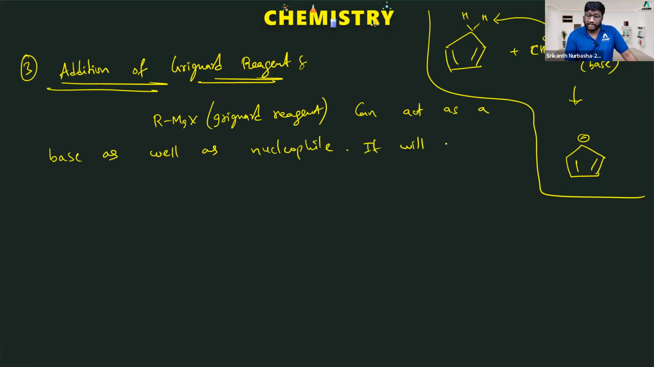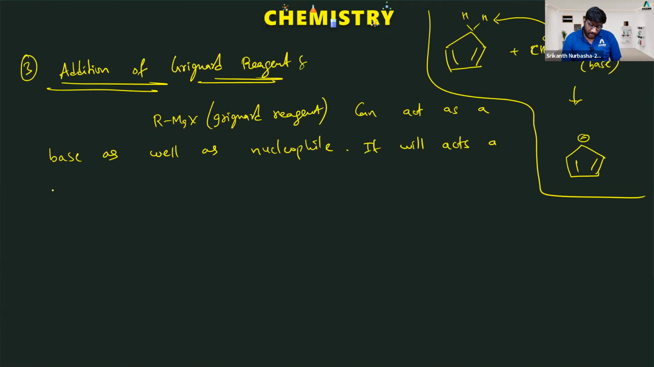What is the difference between base and nucleophile? Base is something whenever it picks up the proton, that means the electrophile is H plus, then in that condition the nucleophile is said to be base. If a negatively charged species is picking up the proton, under that condition it is said to be a base. If it is attacking the electrophilic carbon, then under that condition it is said to be a nucleophile. So Grignard reagent can act as a base as well as a nucleophile.